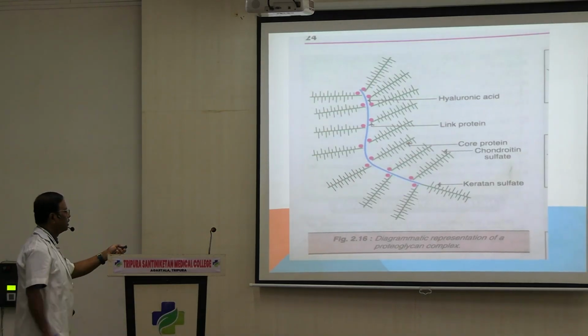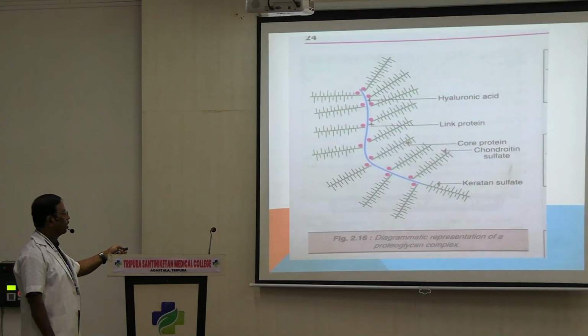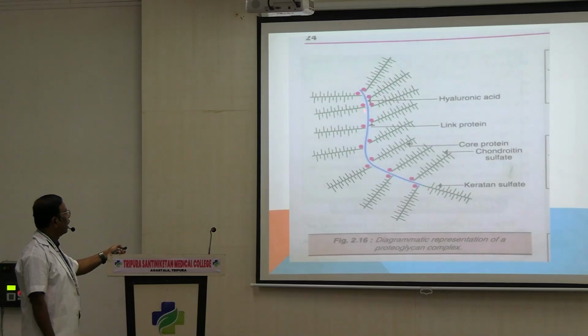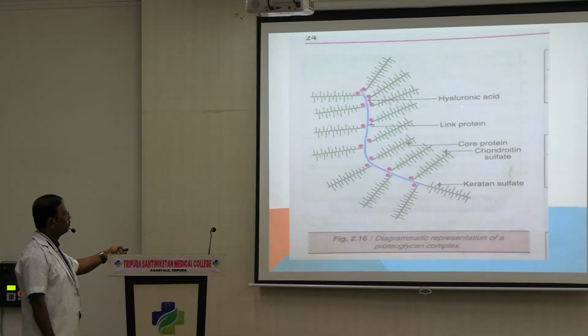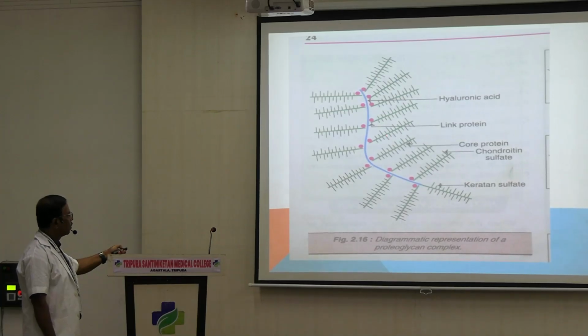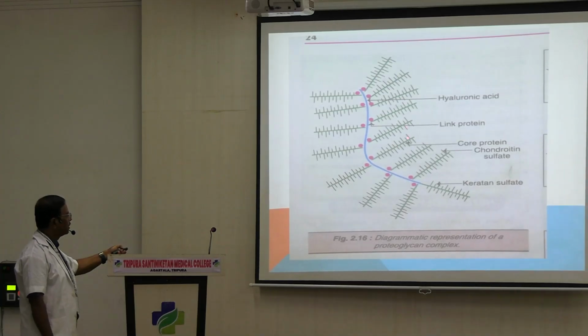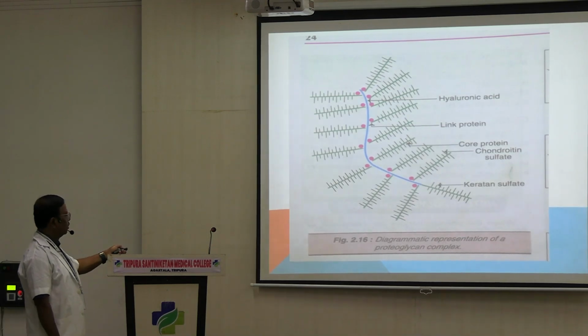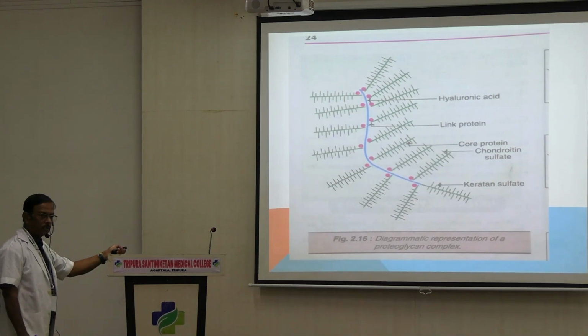This is the diagrammatic representation of the proteoglycans. Here is the hyaluronic acid backbone. Here is the link protein. This is the core protein, and these black things, they are the chondroitin sulfate. So they look like this.